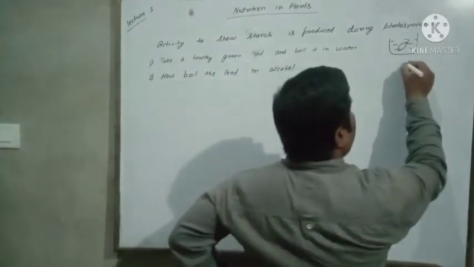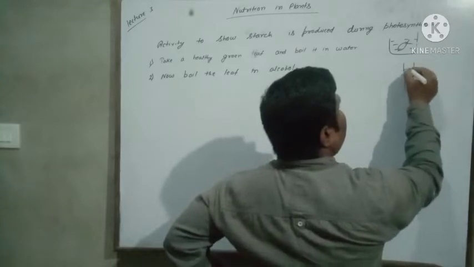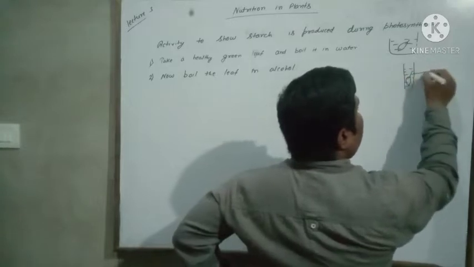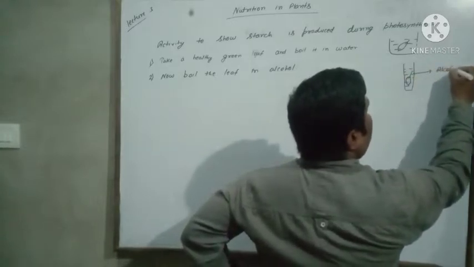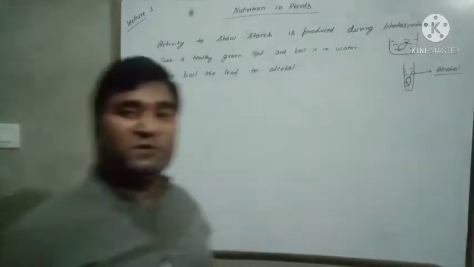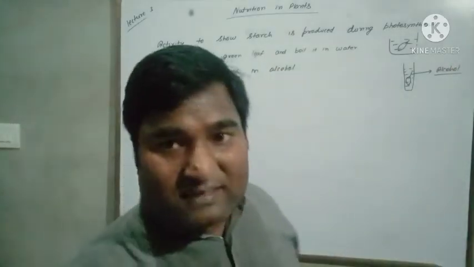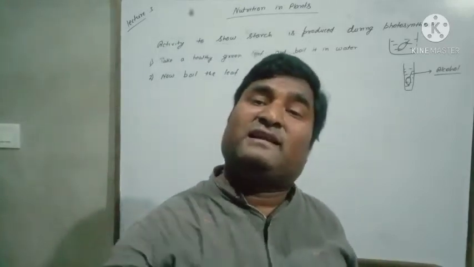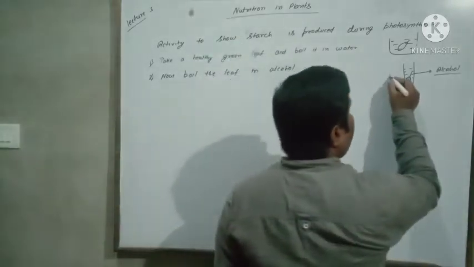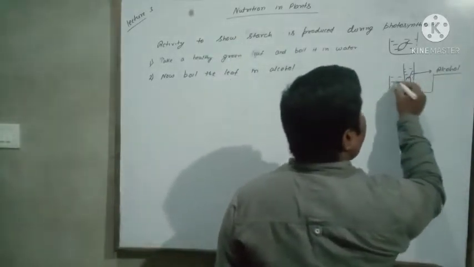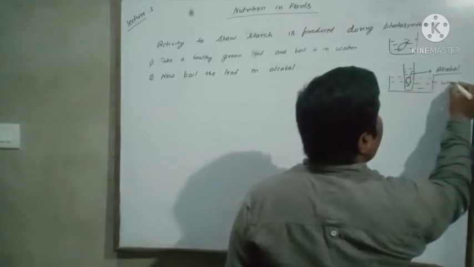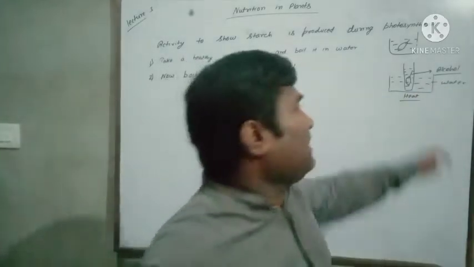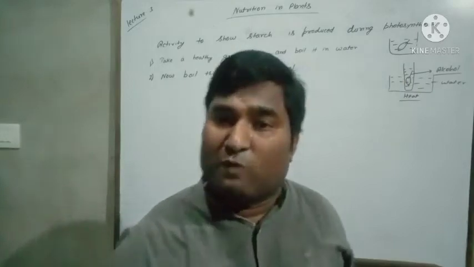In second step you have taken a test tube. In this test tube you have placed the leaf, and here alcohol, a chemical, you have placed in the test tube. Since alcohol is highly inflammable, we cannot put it directly on the flame. So we will take a container in which we will take water. So this is water. We will heat the water, and accordingly the alcohol will also boil.